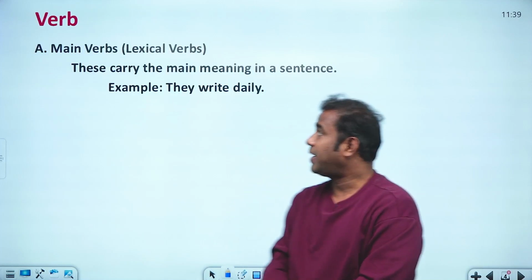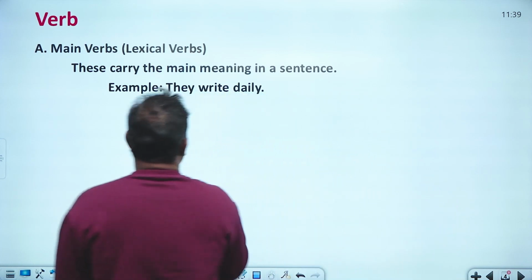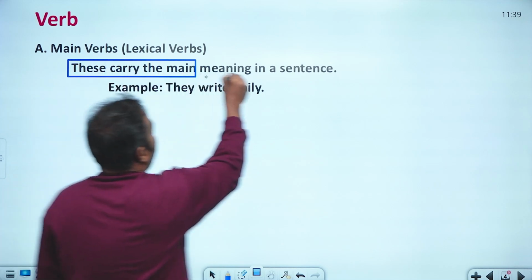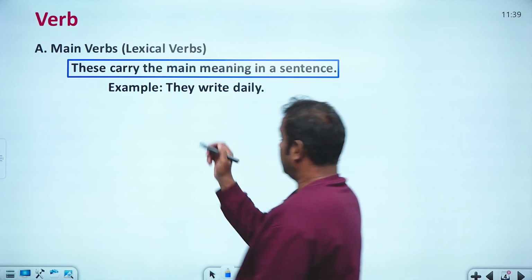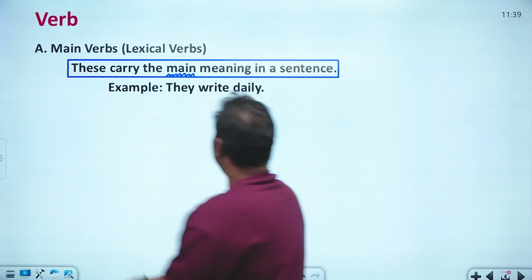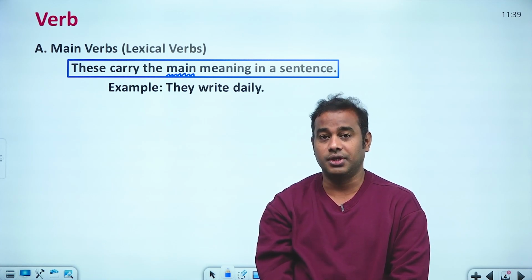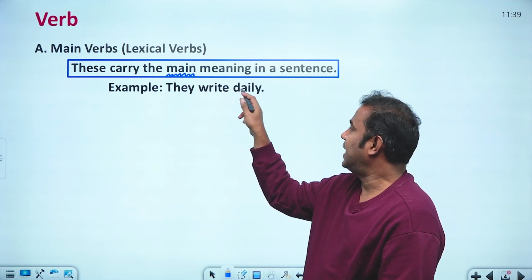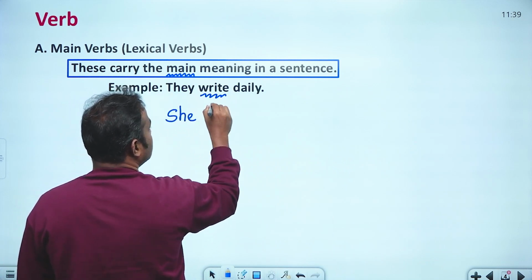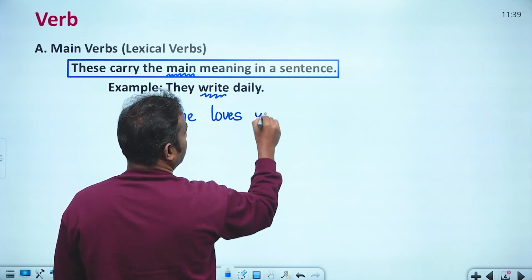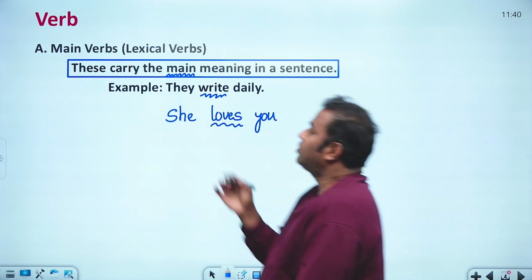Coming to the first point, main verbs, that is lexical verbs. What do we mean by main verbs? Main verbs carry the real meaning or the main meaning in a sentence. They convey what the subject is actually performing or doing. For example, look here: they write daily. Here they all write daily. She loves you. Who is loving? She loves you. Who loves you? She loves you.